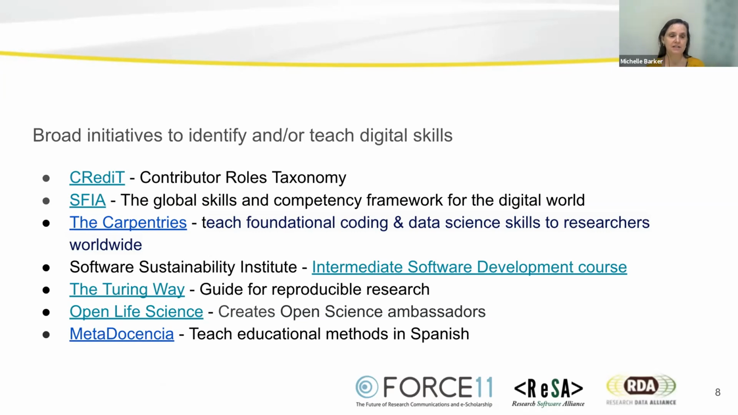And then there are other pieces that might teach a bit of software and coding, but also have much broader agendas around reproducible research or open science or educational methods. So examples there include the Turing Way, Open Life Science, and Meta Docentia.